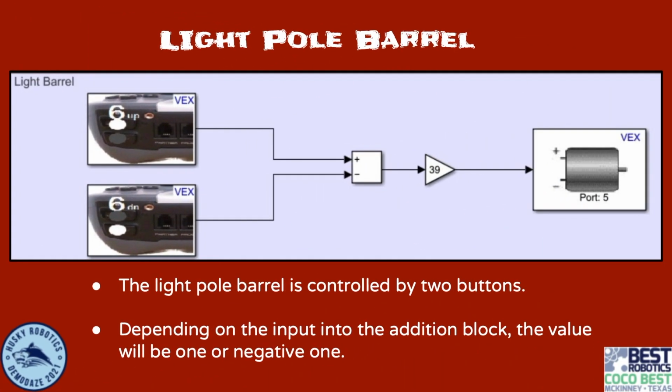The light bulb barrel is controlled with the 6 up and down buttons and are connected to the motor with a sum block. The 6 down button sends a negative value because of the sum block, and the 39 gain multiplies the input from the sum block since the incoming value is 1.